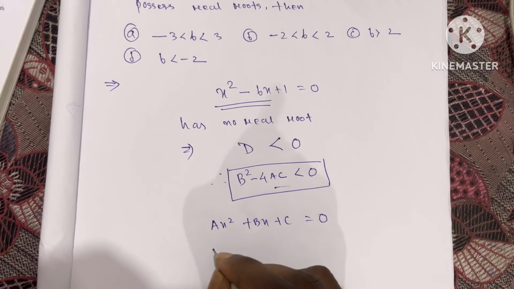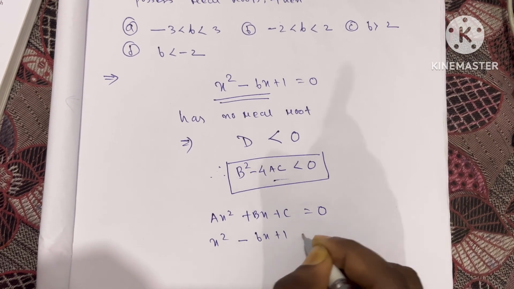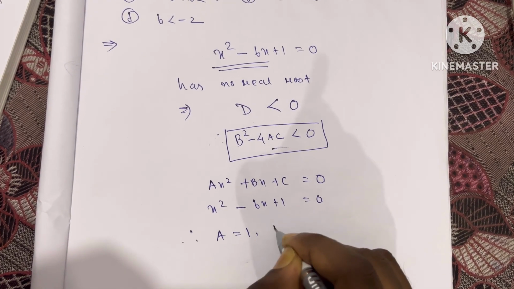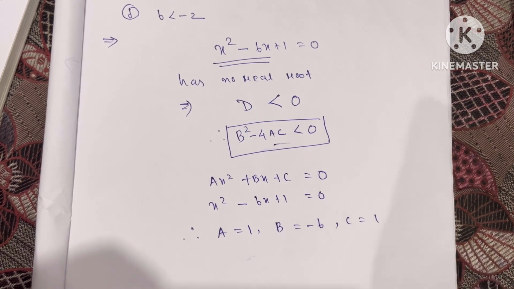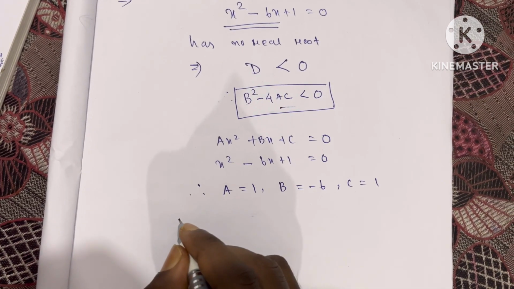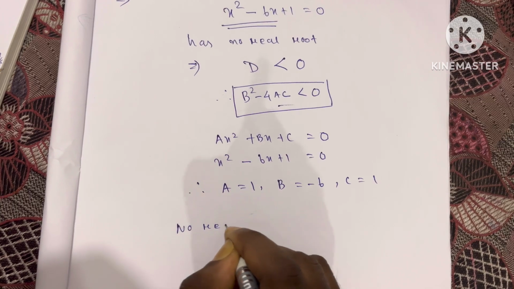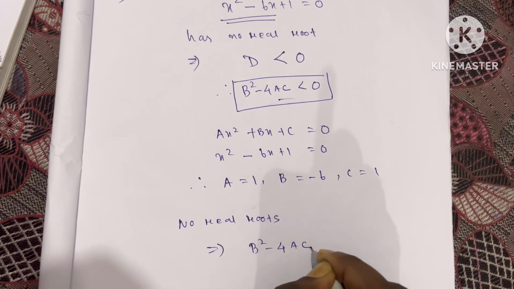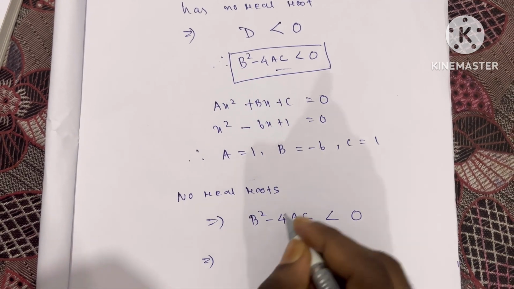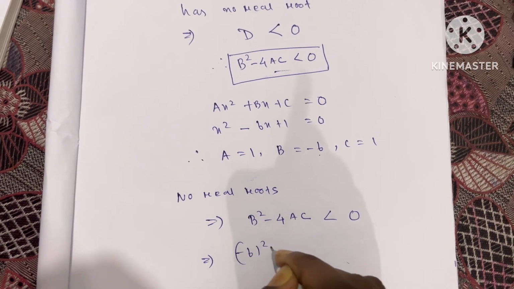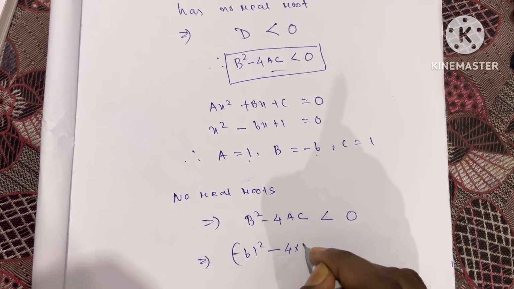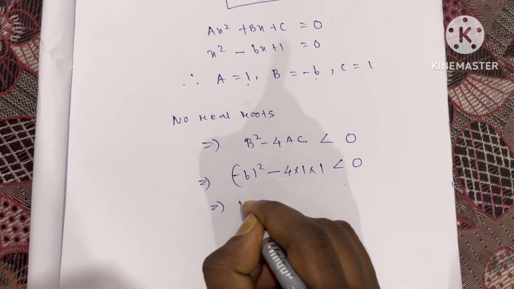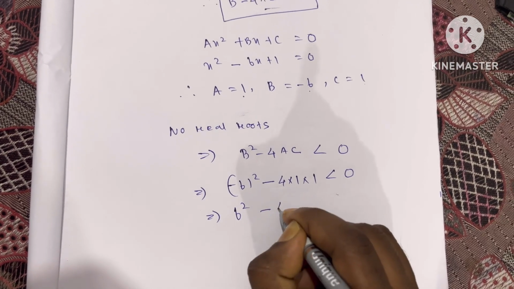So if you compare our equation x square minus bx plus 1 is equal to 0 with ax square plus bx plus c, then what will you get? You will get the value of a will be 1, b will be minus b, and c will be 1. According to the question, the equation has no real root, because no real root implies b square minus 4ac less than 0. So what is the value of b? Minus b. So minus b whole square minus 4 into a, where a is 1, and c is 1, less than 0. So minus b whole square means plus b square minus 4 into 1 into 1 less than 0.